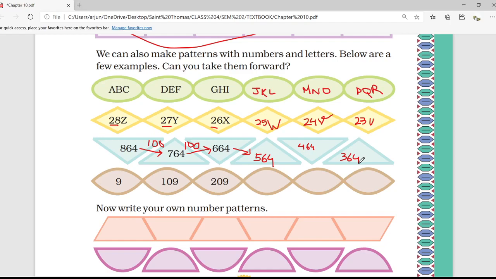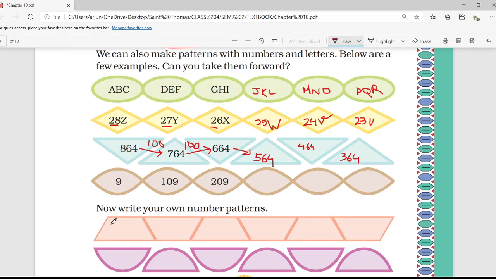Now moving to the next. See here 9, 109, 209. So now you have to find the pattern. See, from 9 to 109, what have they done? They have added 100 to it. Here we have seen they have subtracted, and here they have added, right? 9 plus 100, 109. 109 plus 100 will be equal to 209, right?